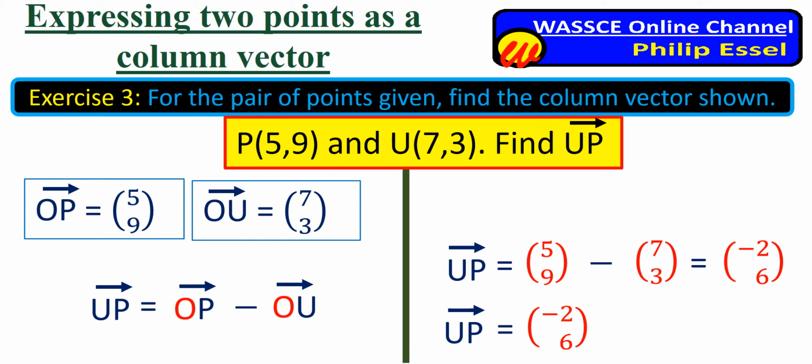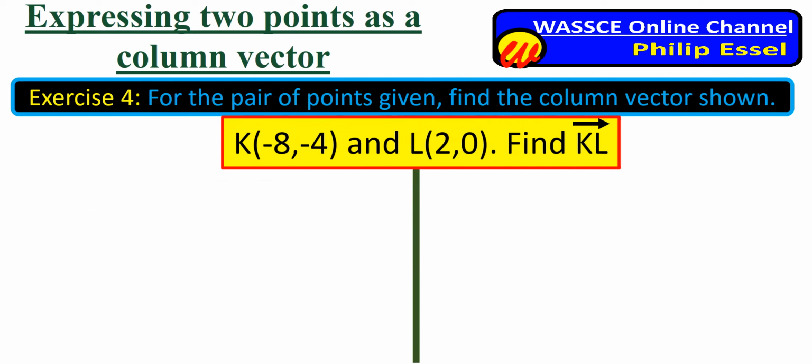Let's look at example 4. So in this example, we have been given the point K to be (-8, -4), and the point L to be (2, 0). And we are to find the vector KL.